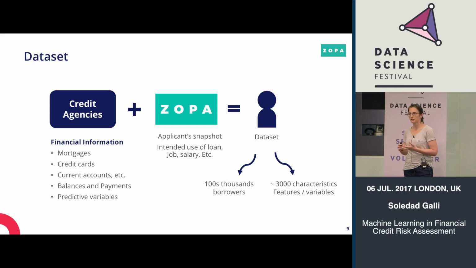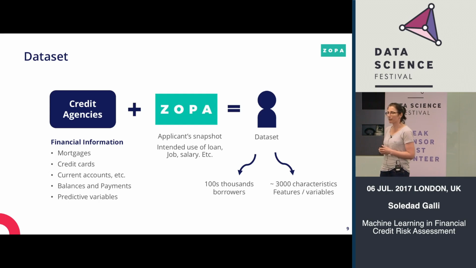For example, mortgages, current accounts, credit cards, also telecommunications. And the information that they have are, for example, the balances, so the money that the customer has on those accounts, whether the customer has made a payment or not, whether the customer has missed a payment or not. They also have aggregated views of those accounts. So for example, how many credit cards does the customer have, or how much is the total debt when we sum across all the credit cards that the customer has.